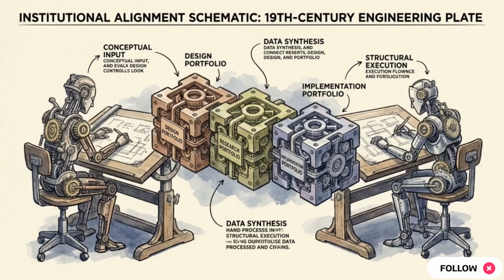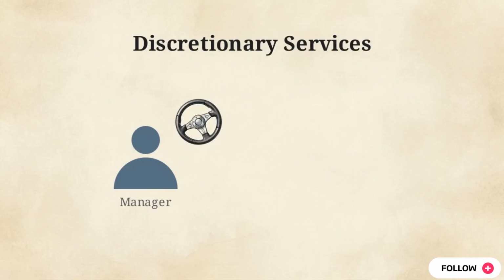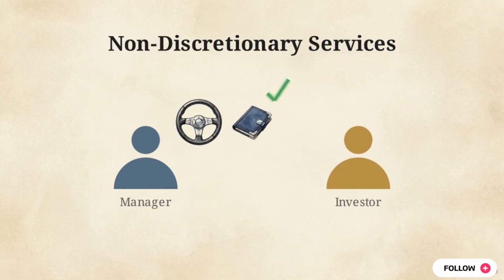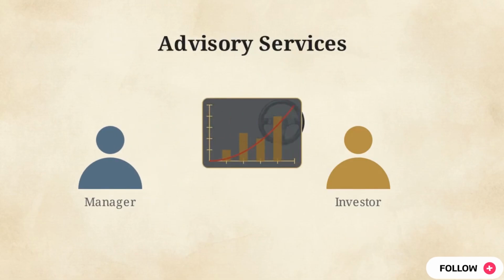Before entering this pipeline, the client chooses how the account will run. In a discretionary account, the manager makes all the decisions. In a non-discretionary account, the manager suggests, but the client must approve each trade. In an advisory setup, the manager simply provides research and the client executes the trades themselves.